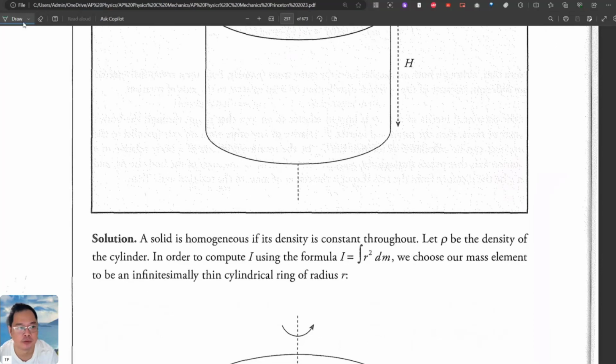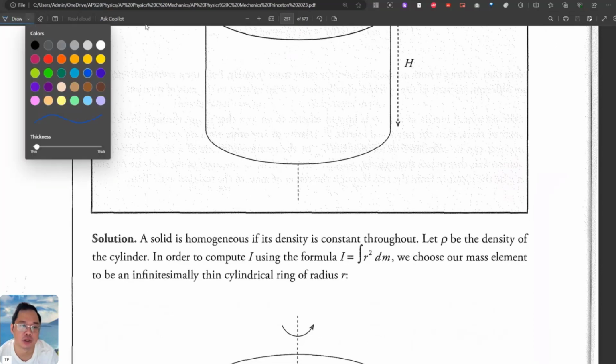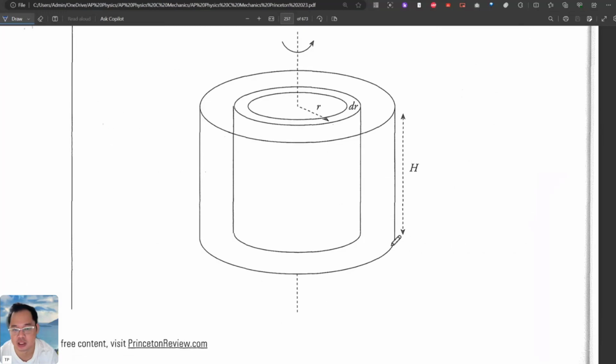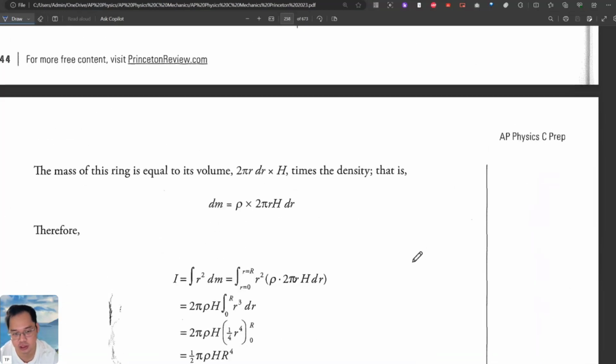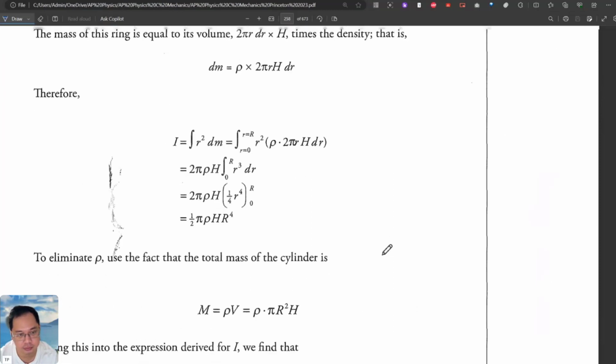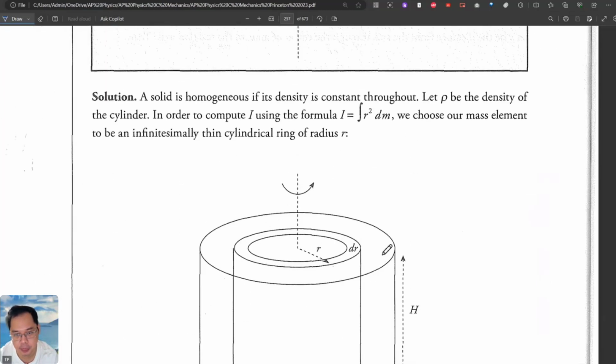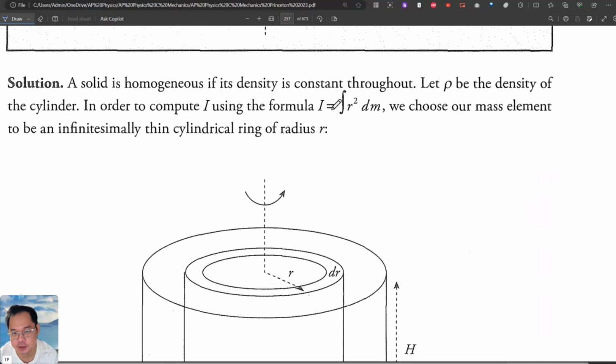Integration. For this course, we need to do some integration and even some differential equations, as you've seen a few weeks ago. Use this formula, the definition of moment of inertia, r squared times dm. So the point is representing dm as a function of the radius.